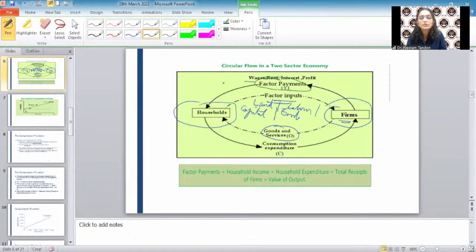But here, the important factor which you have to remember is that firms, whatever they earn, they pay to factors of production. Household, whatever income they get, they spend on goods and services. So that means there's no savings, zero savings. And there's zero over and above investments. Okay, so whatever they produce, they sell. Whatever income they get, they consume. This is how it works.